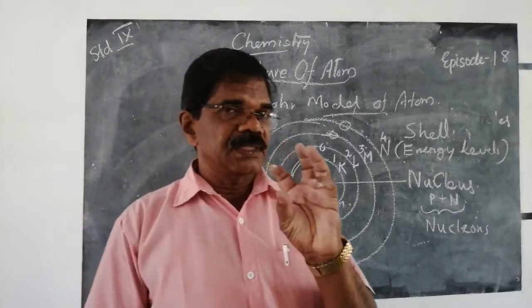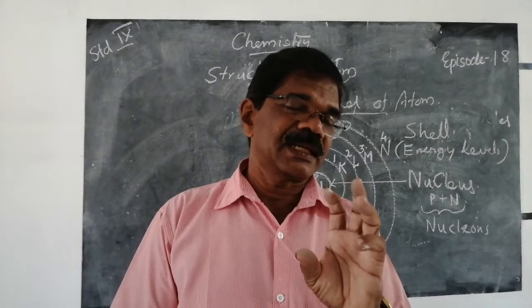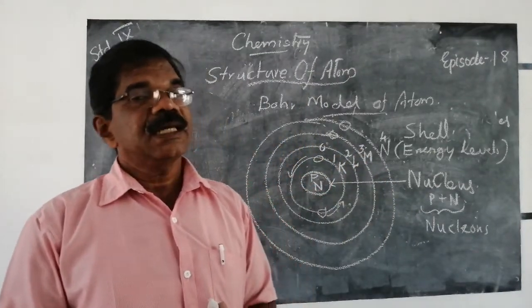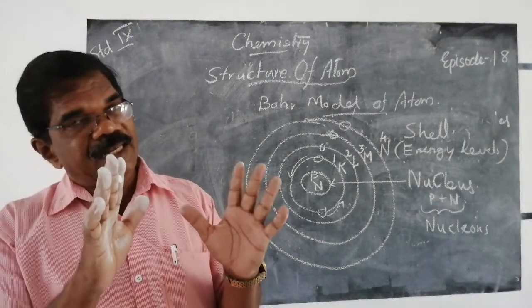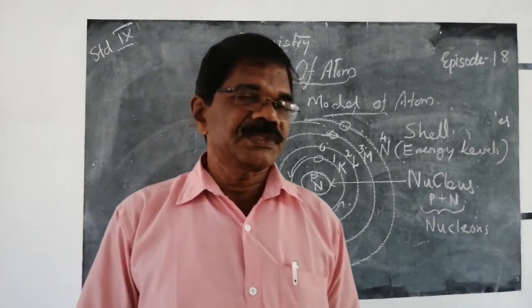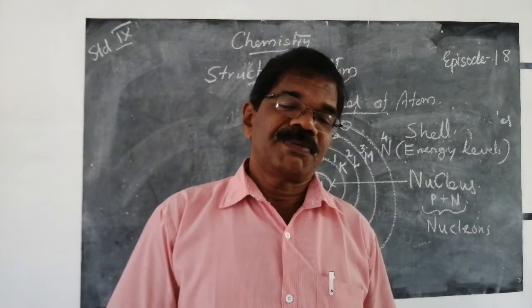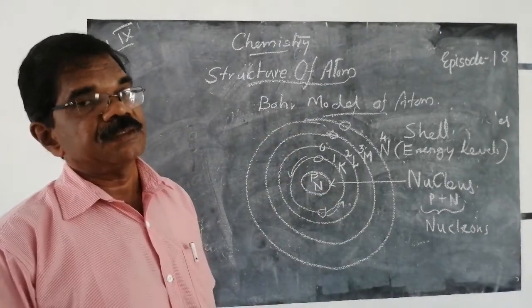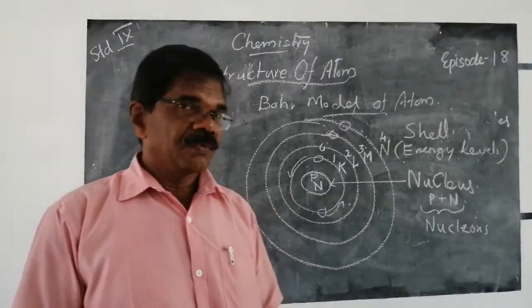Out of these four shells, which electrons have the greater energy? The electrons present in the outer shell have the greater energy, and the outer shell may be L or M or N or O. But which electrons have the least energy? K shell. That means the first shell. So you have to remember these things.